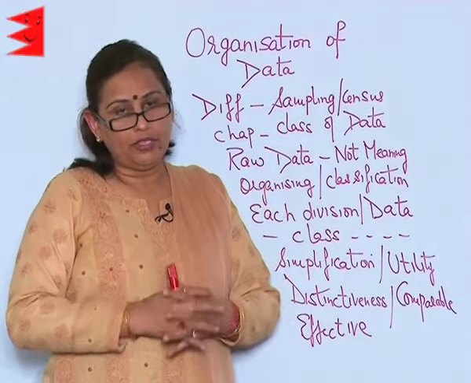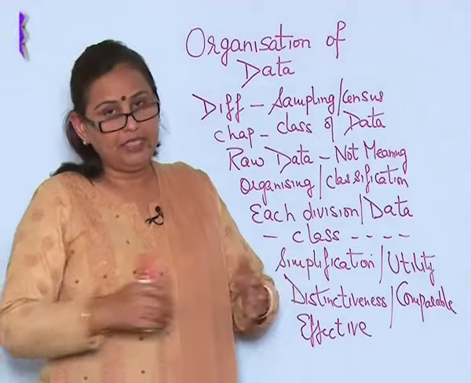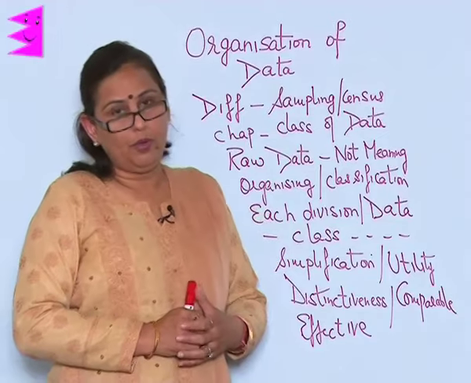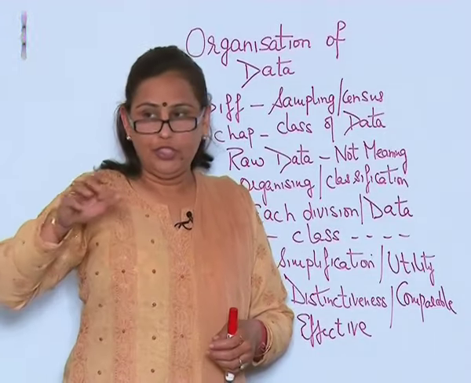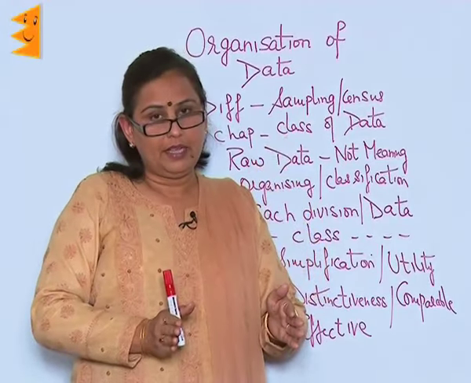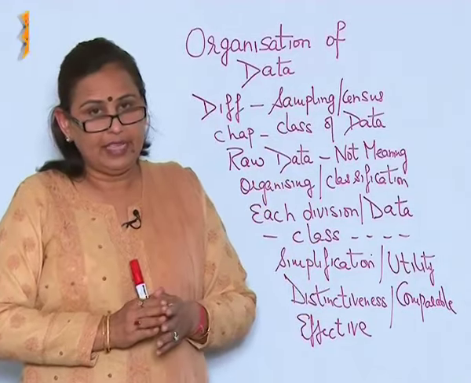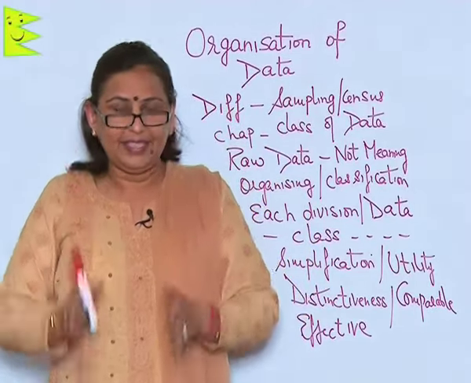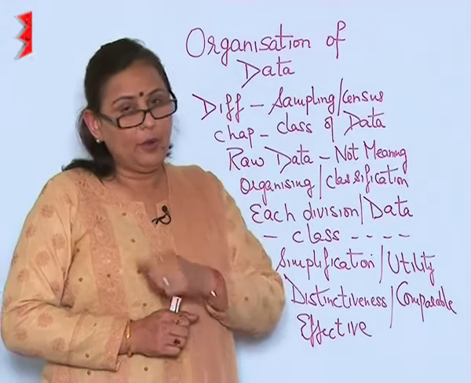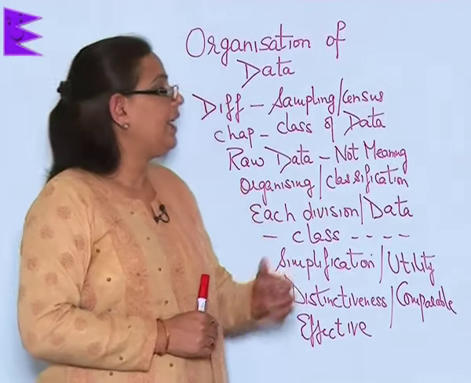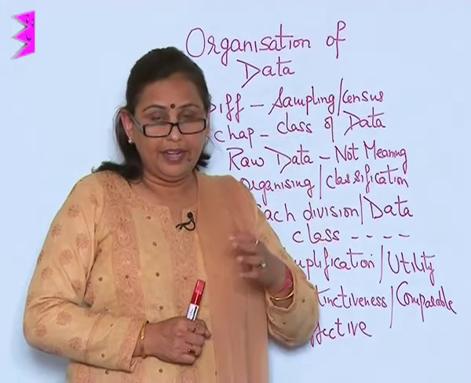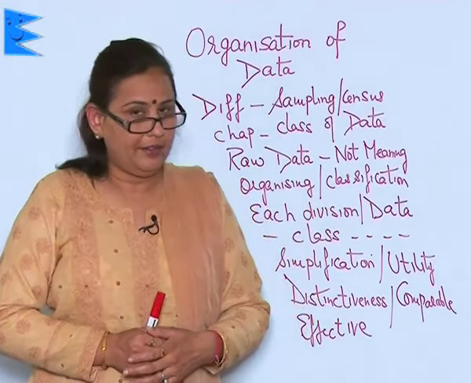If you keep your books in the book rack in a haphazard manner, it will be very difficult for you to find out which is your history book, which is your economics book, which is your bio book. But supposing you put your books in some order, for example, as science book, SST book, maths book, it will be easy for you to find out where your book is. Similarly, when we classify data, it is easier for us to derive the information that we are trying to.